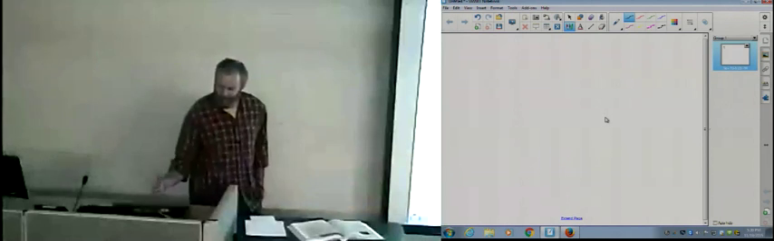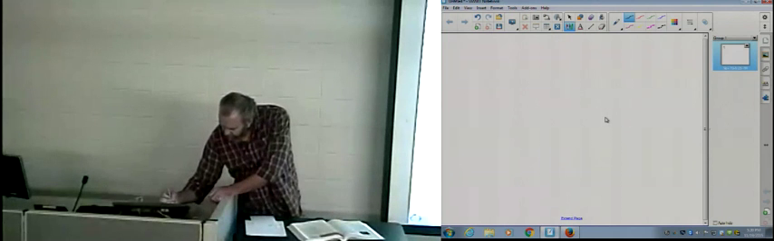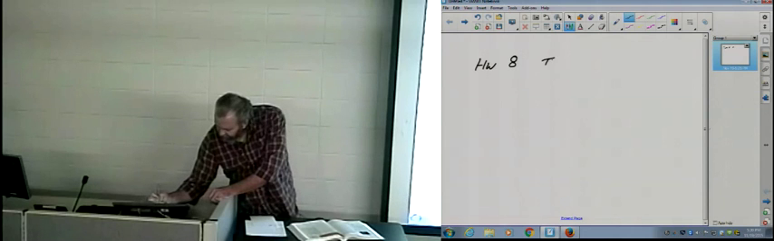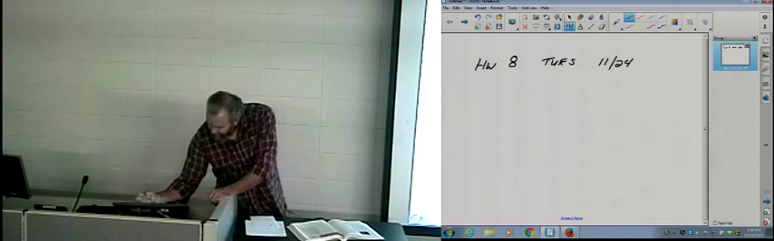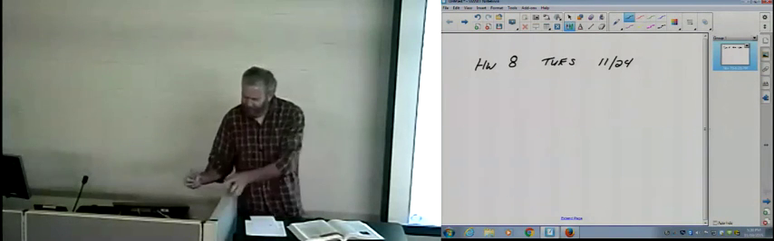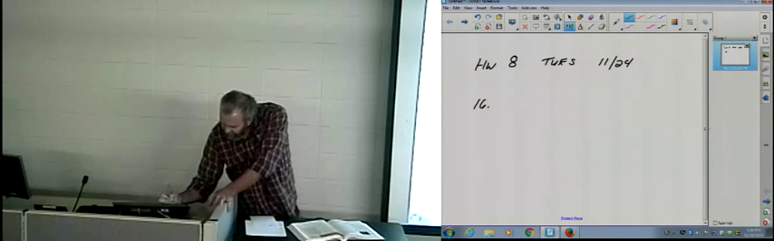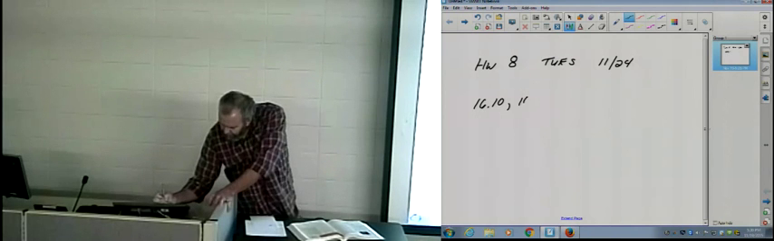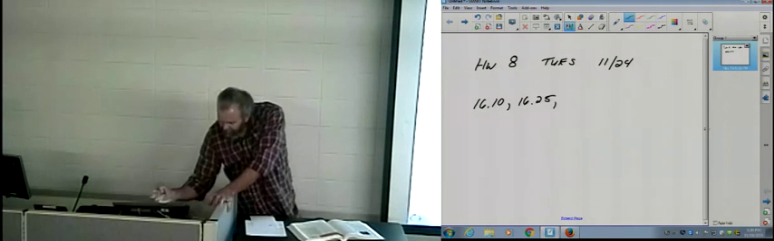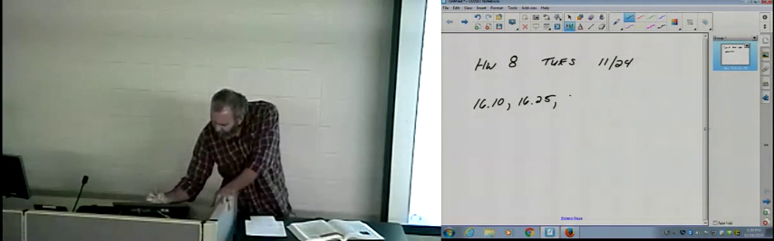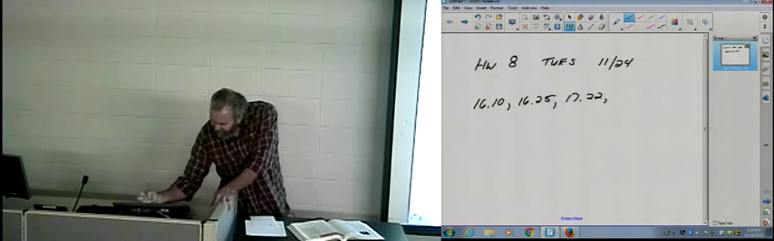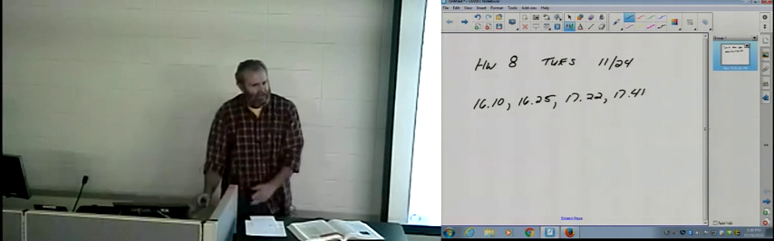So the first thing tonight is homework 8. That's going to be for Tuesday, the 24th. That's next Tuesday. So I picked 2 problems out of chapter 16. Those are dealing with your confidence intervals. All right? And then I picked 2 problems out of chapter 17. And these 2 are dealing with your test of significance.